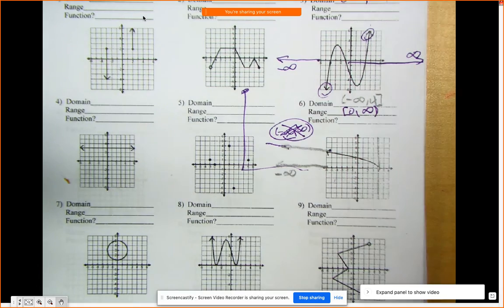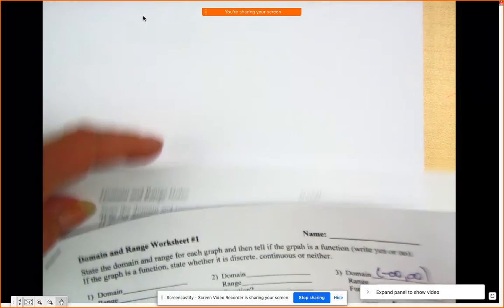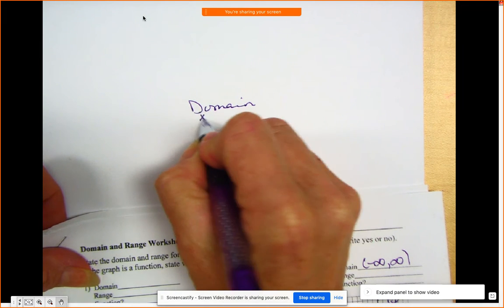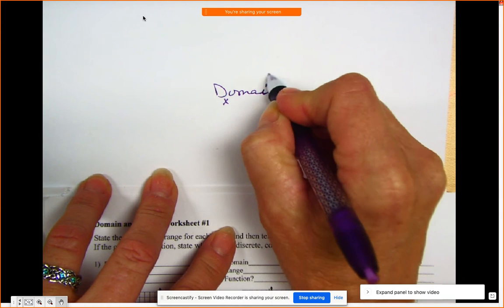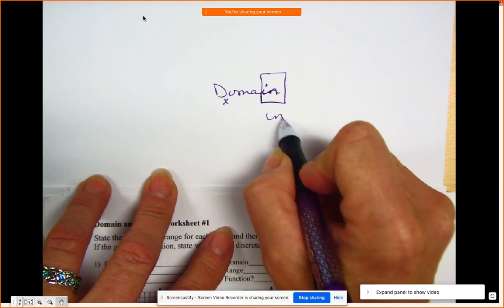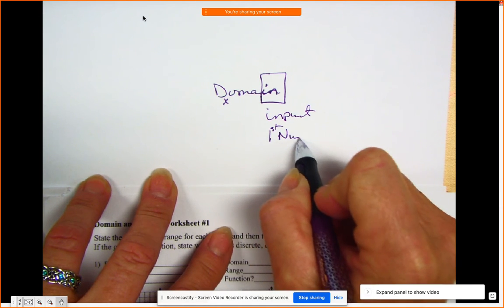Okay, so domain and range. Basically, on domain, all we care about is X. Domain has to do with X. I think of Nintendo DX. You guys are probably too young to know what a DS is. And then you look at this. That's your input. That's your first number.